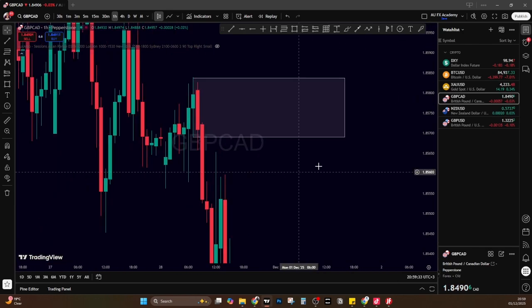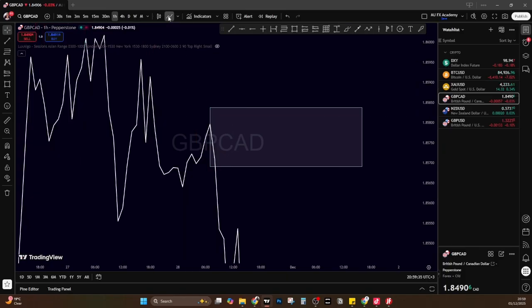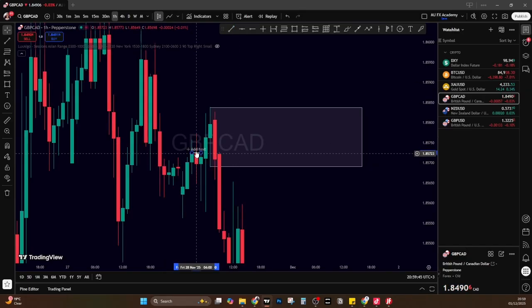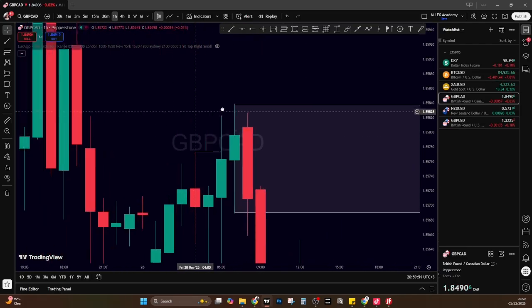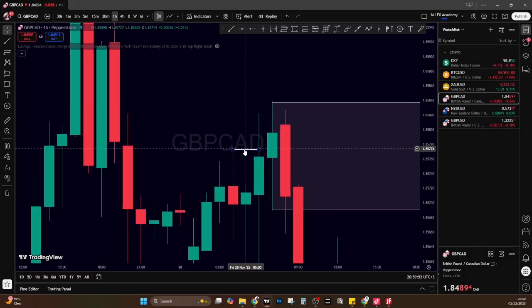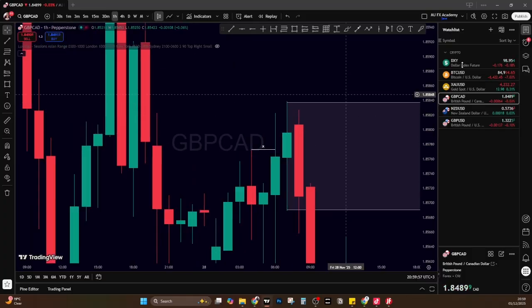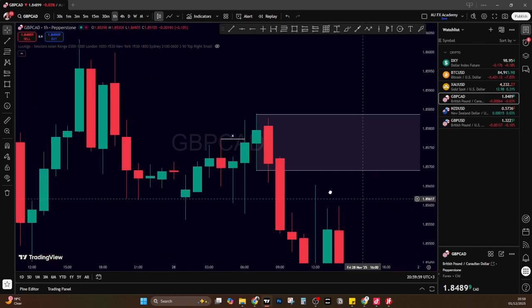Now let me show you something else. If you use the line chart, you will see that there was a high here that was taken. If you come and use the wicks, this is the high that was taken. These are the things that most people do not see in the market. Okay, so this is how you come and reduce the noise.